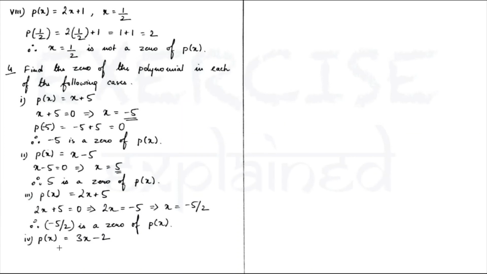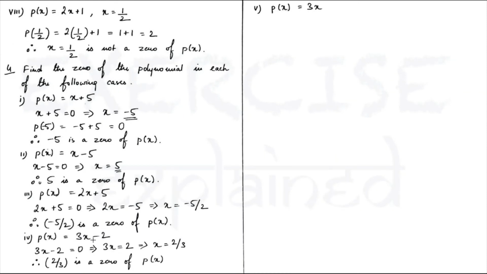Coming to the next one, p of x is equal to 3x minus 2. So again we'll be equating it to 0. So 3x minus 2 is equal to 0. 3x is equal to 2. x is equal to 2 by 3. This minus 2 comes to this side, becomes plus 2, and 3 goes to that side, becomes divided by 3. So we get it as 2 by 3. So 2 by 3 is a 0 of p of x.